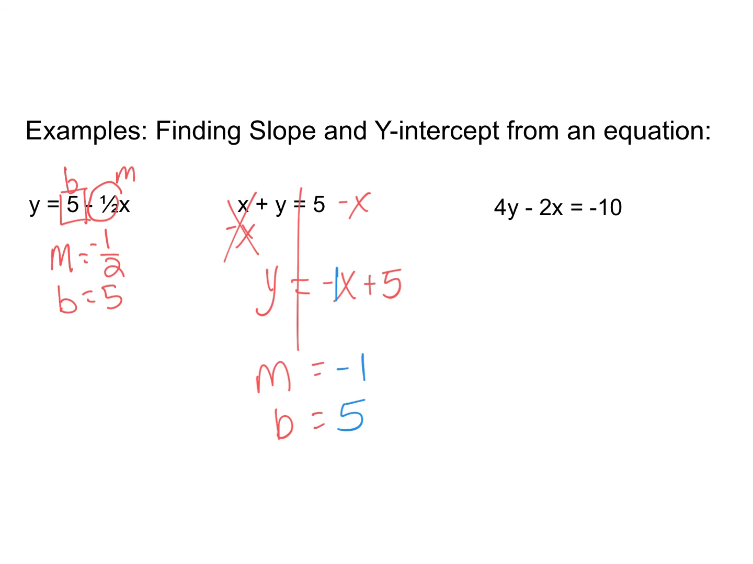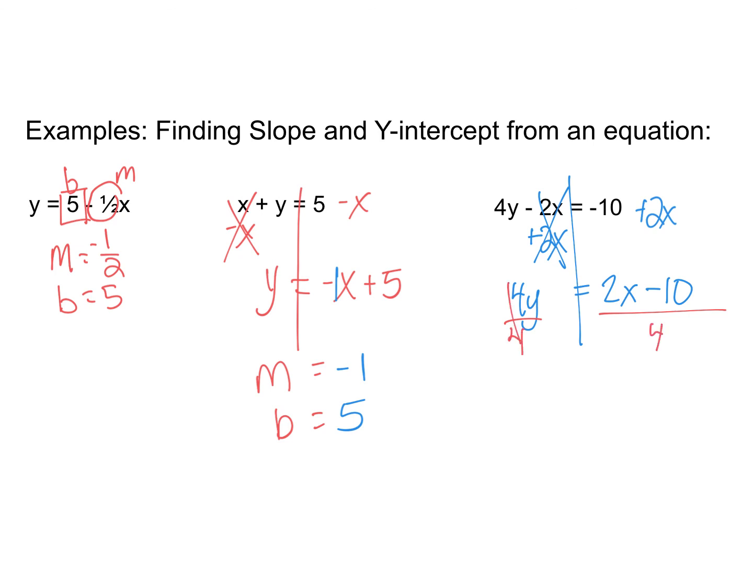And then in the last one, we had to do the same thing we did on the slide before. We had to move the 2x first by adding it. And so that would give me 4y equals 2x minus 10. And so we divide everything by 4. And 2 divided by 4 is 1/2 x. -10 divided by 4 becomes -5 over 2.